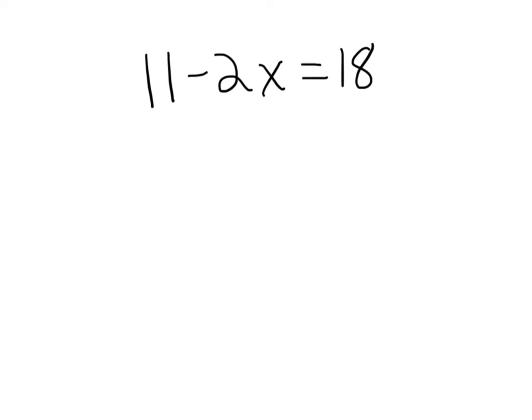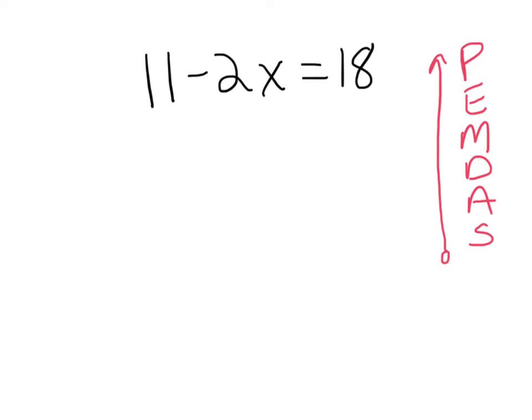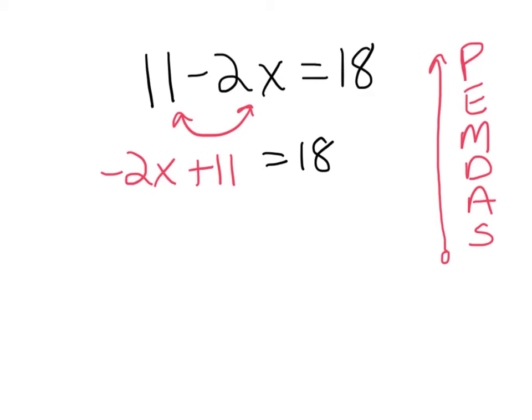Alright, let's get started. I'm going to follow the order of operations in reverse in order to undo the operations that are connected with my x. Before I undo any operations, though, I need to rewrite my problem so that x is on the left side. So instead of 11 minus 2x, I'm going to get minus 2x plus 11 equals 18.